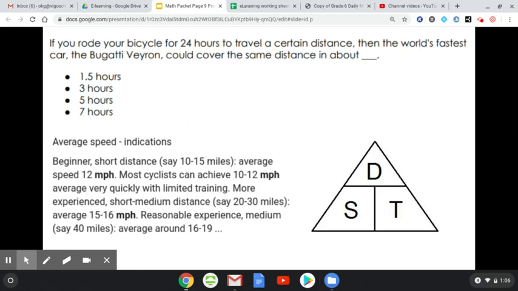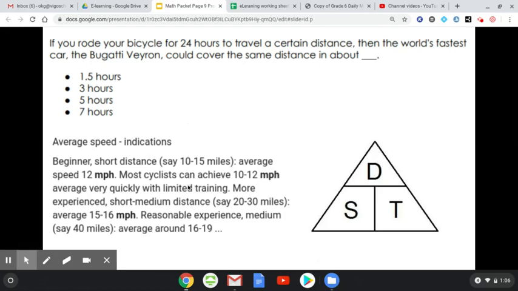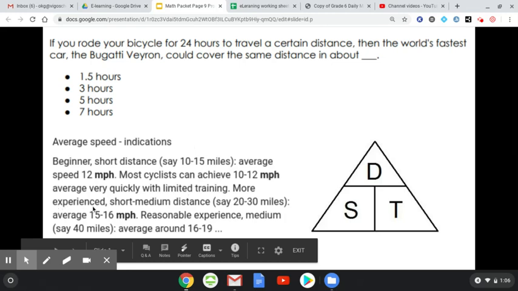Okay, I did a little research. I figure a person that's going to be riding their bike for 24 hours, I would consider them to be experienced. And so I would say they could go about 15 miles per hour. That's what I'm going with.